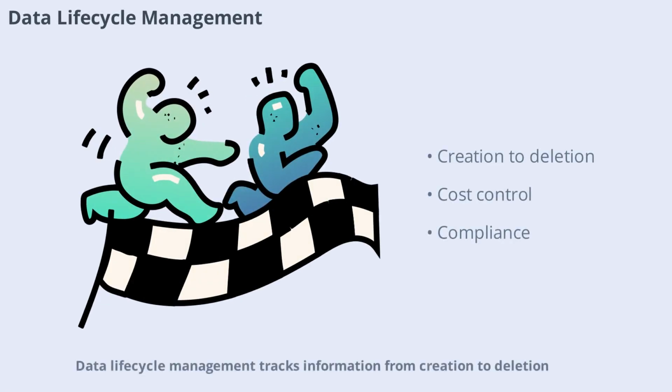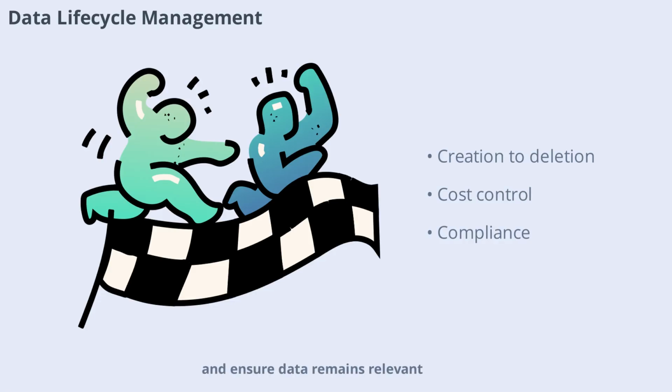Data lifecycle management tracks information from creation to deletion. Effective data design considers how data will be created, used, archived, and eventually removed. This helps control storage costs, maintain compliance, and ensure data remains relevant.